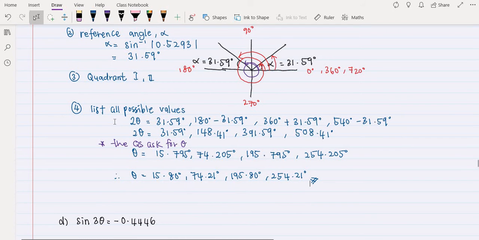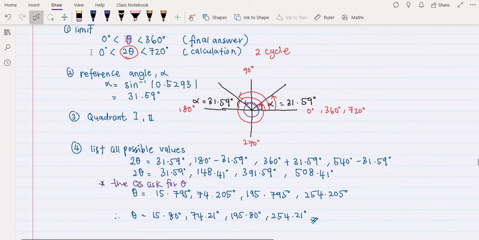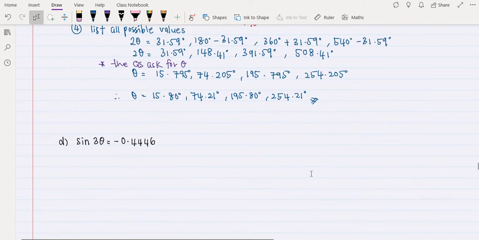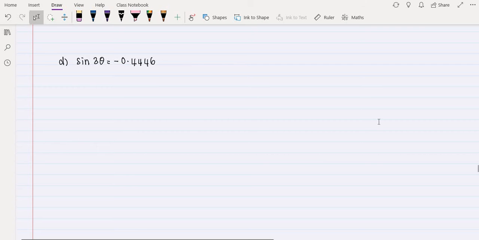have extra step here where we need to change our limit to find our limit for calculation, and then when we list all our possible values, we will have two different lists. The first one is whatever given in the question, and then the final answer is what the question asks for. Okay, so let's proceed to the second one.